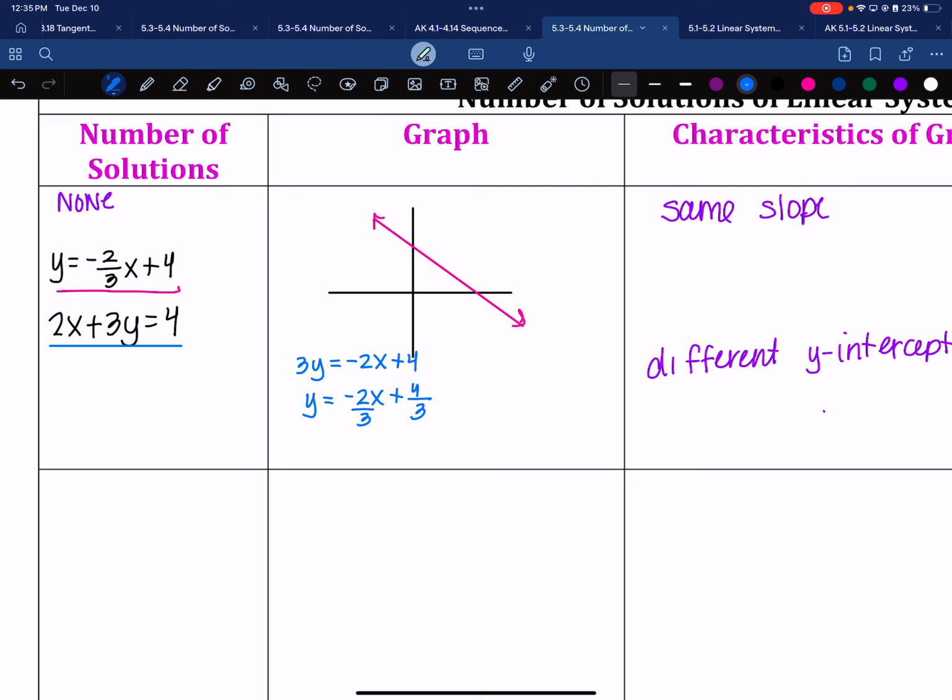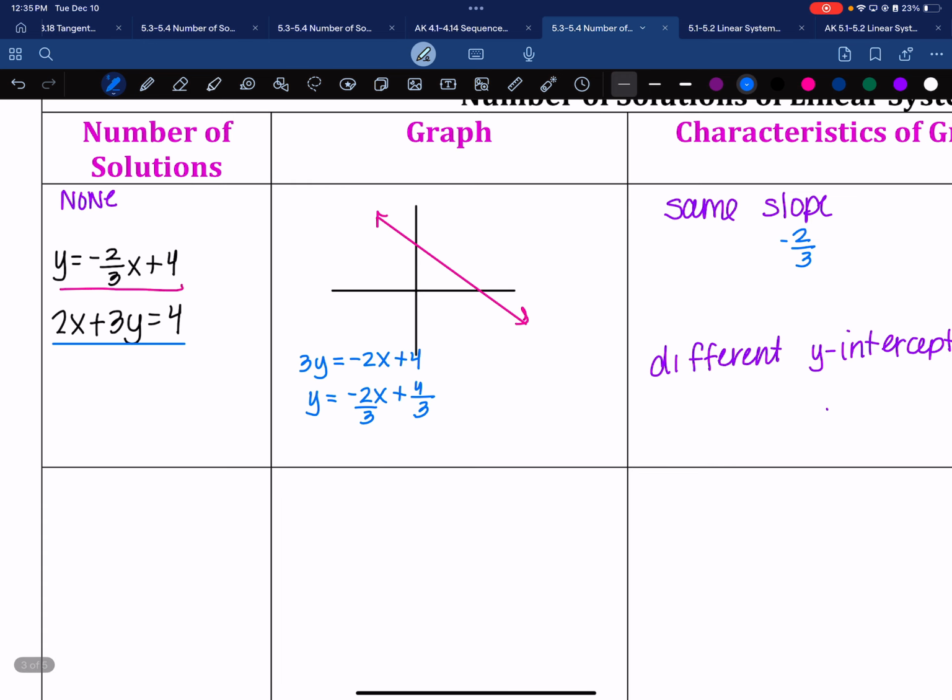Okay. The slope of my blue line is negative 2/3. What's the y-intercept? You can give it to me as a fraction. 4/3. The slope of my pink line was negative 2/3. The y-intercept was 4. Okay, when I go to graph that negative 2/3 x plus 4/3, it should be the same as my pink line. The slope should be the same direction.